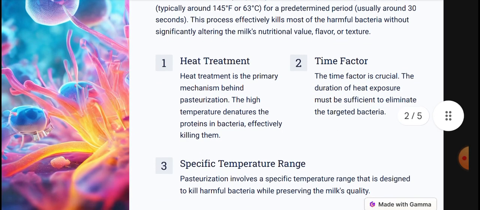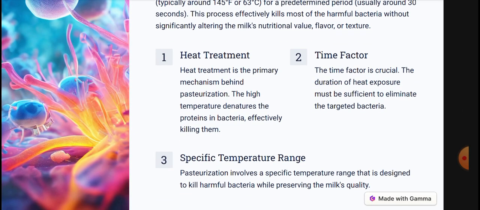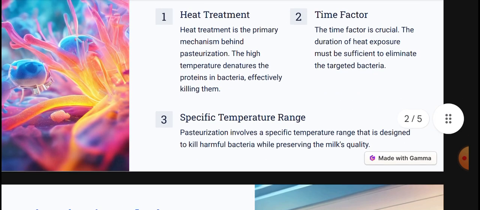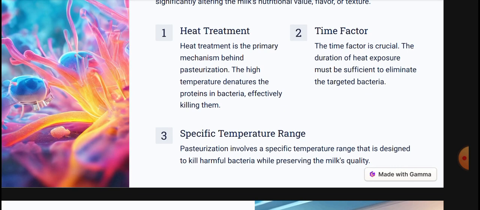So the time factor: just now we saw that the period of exposure of milk is 30 seconds, right? This factor is very crucial actually. The duration of heat exposure must be sufficient to eliminate the targeted bacterial group, and pasteurization involves a specific temperature, right? It differs actually. There are some bacteria which form endospores. Endospores are protective layers formed around some bacterial members, which are very resistant to heat. In such cases, the period of exposure as well as the temperature range also differs, right?